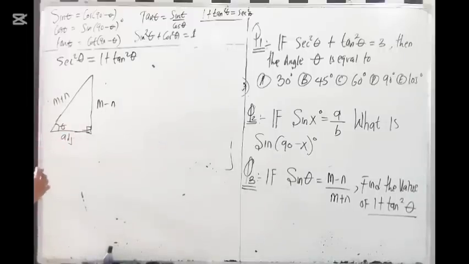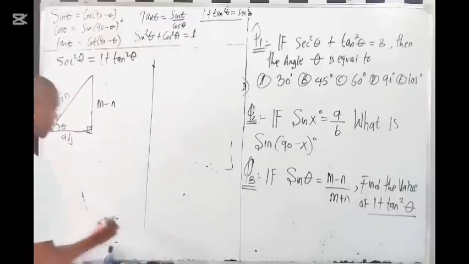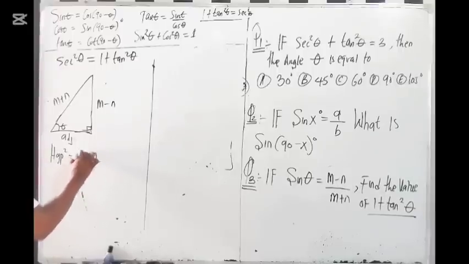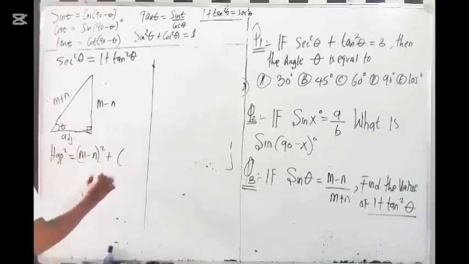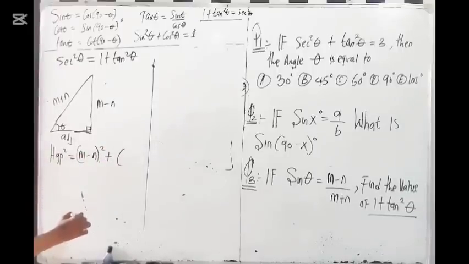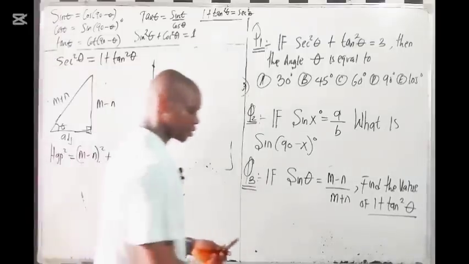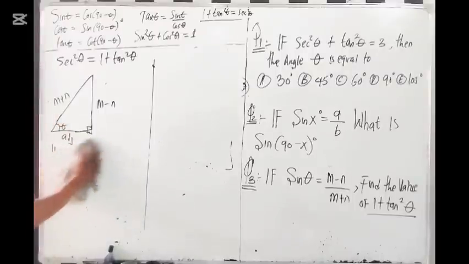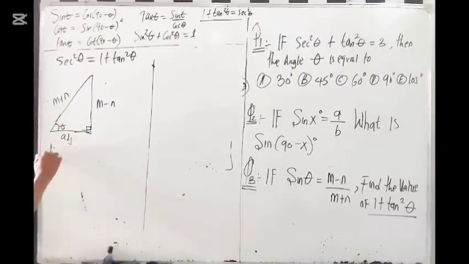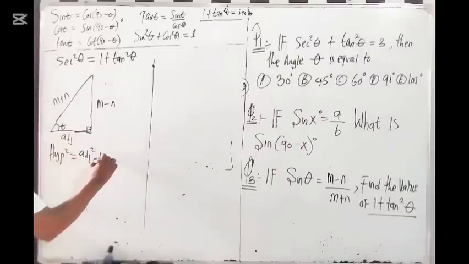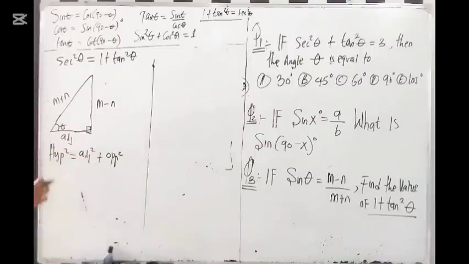Adjacent is okay. Remember, in Pythagoras theory, the square of my hypotenuse is equal to what? Adjacent squared plus opposite squared, right?